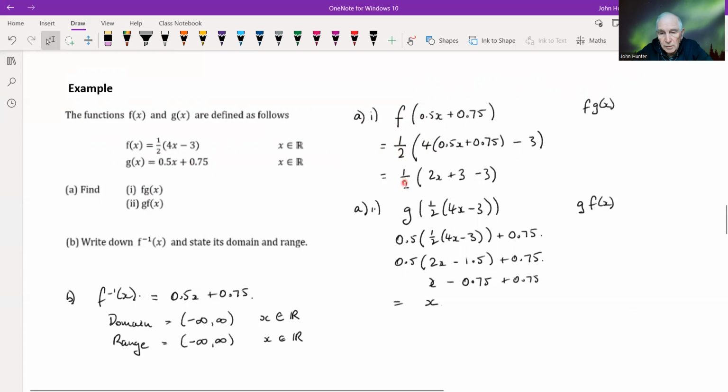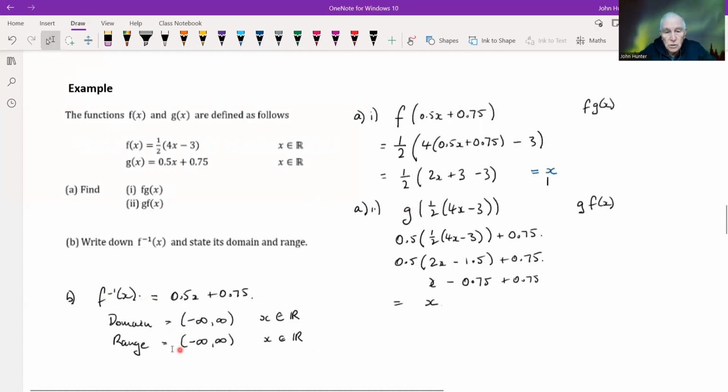And there we go. So that's going to give us a half of 2x plus 3 minus 3, which clearly equals x. And then if we do the functions the other way around, g of half of 4x minus 3 being f of x, and that's going to give us this. Work that through, and again, we're going to get x out. So we can see from this that f and g are therefore inverses of each other. And so what we've worked out for g is actually also the inverse of f.